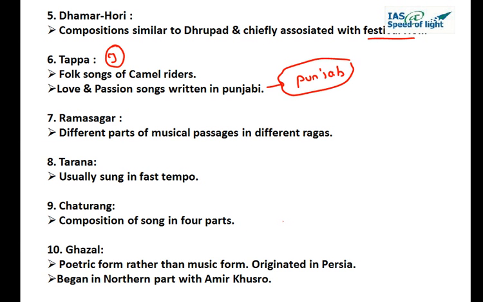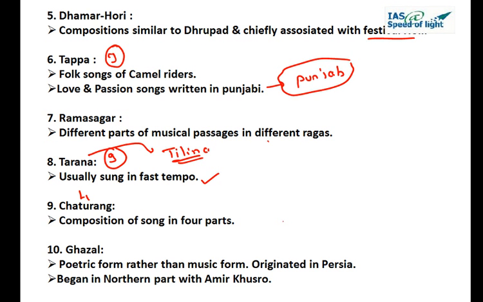Ragmala, which is the different parts of musical passages in different ragas. So different parts will have different ragas associated with them. Tarana is again an important form of singing, much similar to the Tillana of Carnatic music, usually sung in fast tempo. Chaturang: Chatur means four and Rang means color. So a composition of song in 4 parts is known as Chaturang.